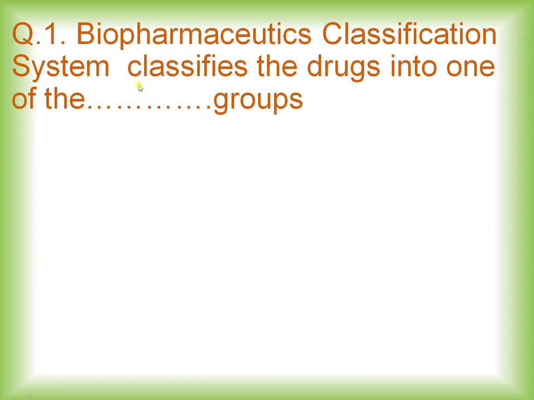Biopharmaceutical classification system classifies the drugs into one of the dash groups. Options are 1, 2, 3, 4. And the right answer is option D, that is 4 groups.